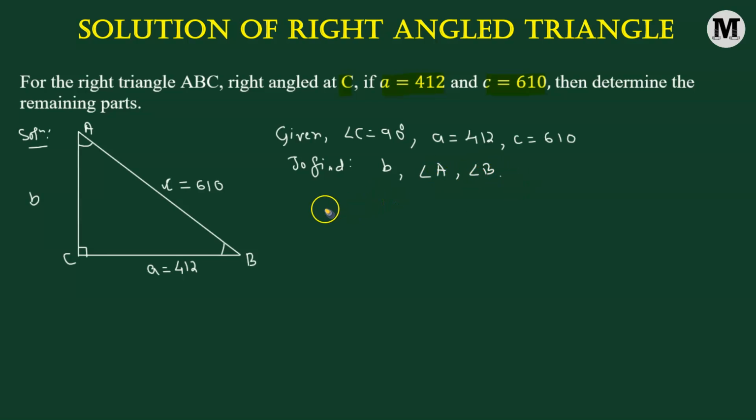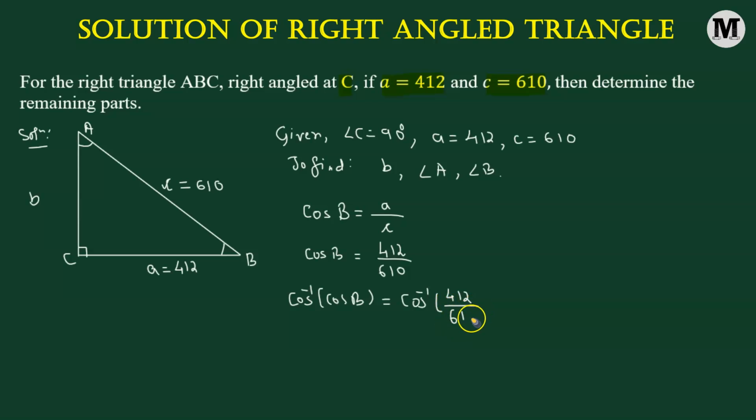Okay, let us begin. So first, we are going to consider cosine of angle B. If we take cosine of angle B, that is defined as the adjacent, which is a, to that of the hypotenuse c. Right, so that means cosine of B is going to be equal to 412 divided by 610. But what we need here is the measure of angle B. So we're going to take the inverse cosine function on both sides. So we get cosine inverse of cosine B equals cosine inverse of 412 over 610. So cosine inverse of cosine B simply gives us B.